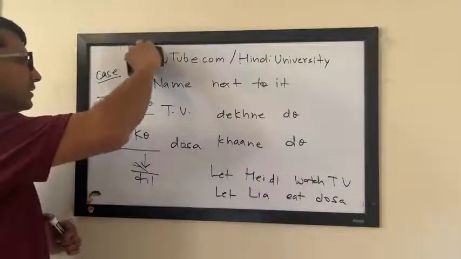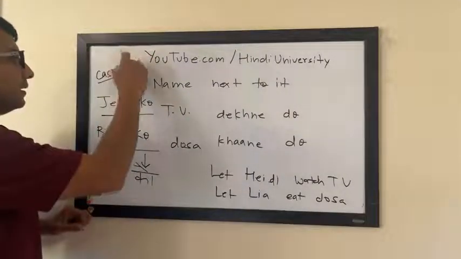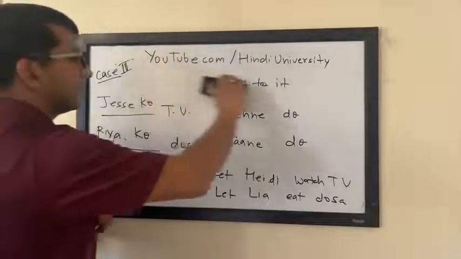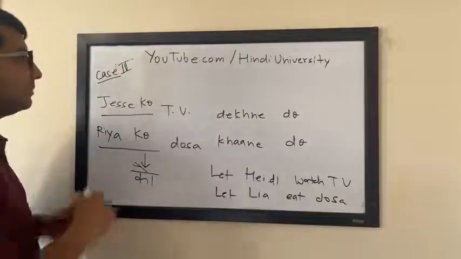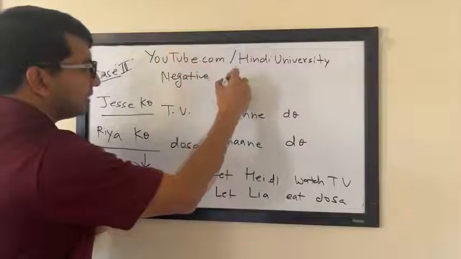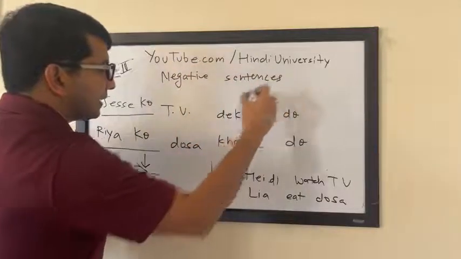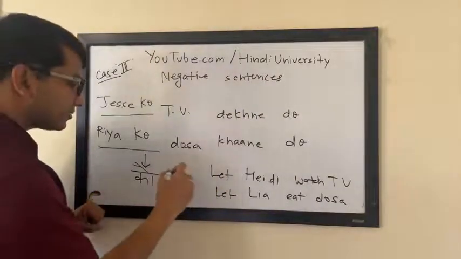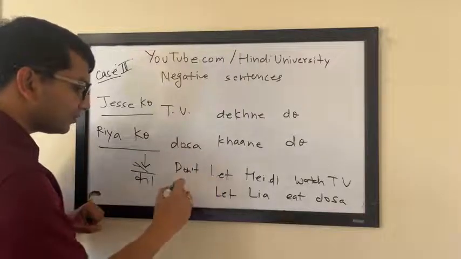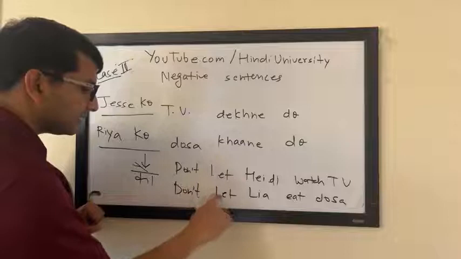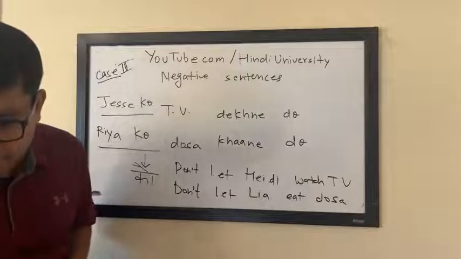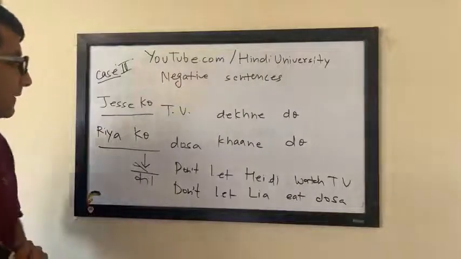Case number 4 is you want to have negative sentences. Case number 4 is making negative sentences. And in this case, all you want to say is don't let Heidi watch TV, or don't let Ria eat dosa. What do you think, Vatsalaji? How will this change?